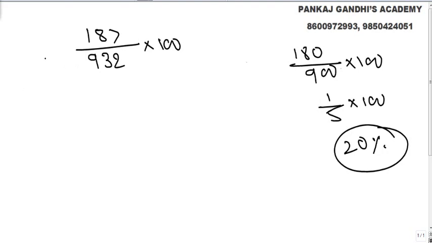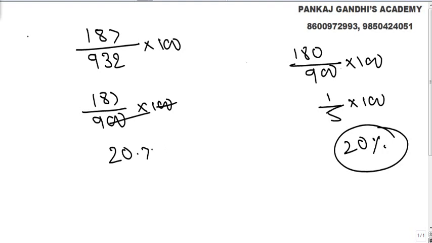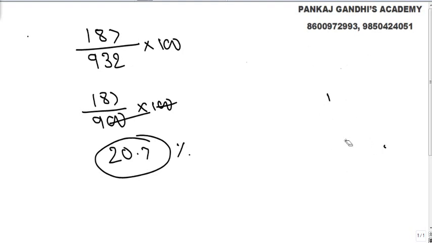Now let's say we do 187 upon 900 into 100. We solve it. 9 twos are 18, 9 zeros, 9 sevens are 63, very close to 20.7%. But we have changed the denominator. The denominator was 932 and we have made it 900, so the denominator is reduced by 32.